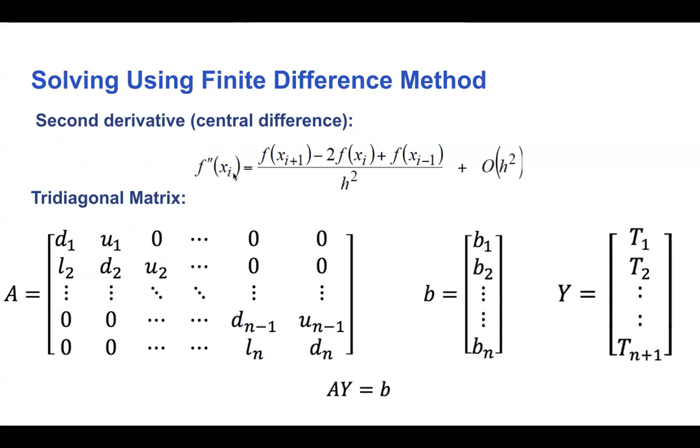So every second order derivative at a point xi can be written as f of xi plus 1 minus 2 times f of xi plus f of xi minus 1, divided by h square. This is the second derivative central difference formula, which we have seen already. So now what we do is we try to create a matrix like this. Okay, we try to create a matrix like this. Okay, so probably it will be a tridiagonal matrix. You will understand while we are solving. We'll end up getting a tridiagonal matrix like this.